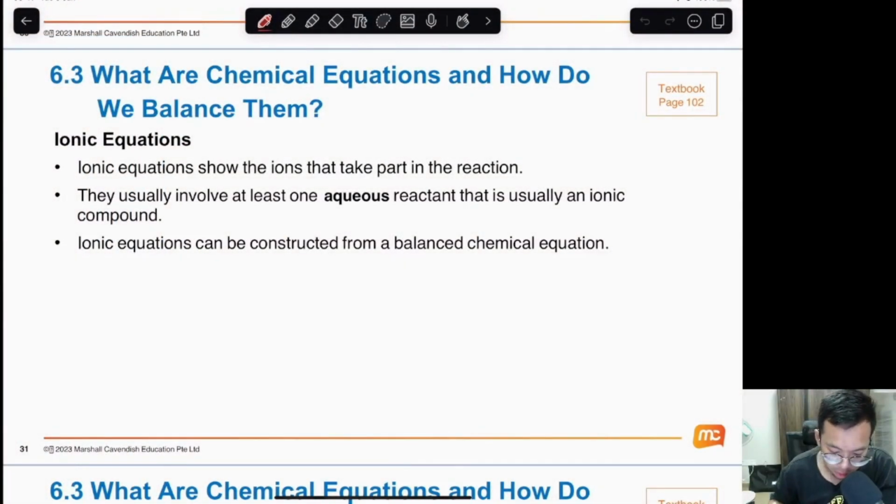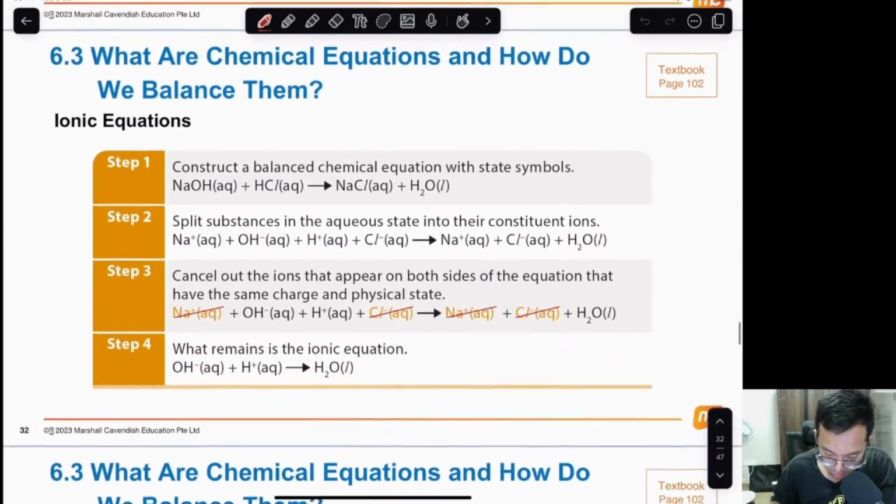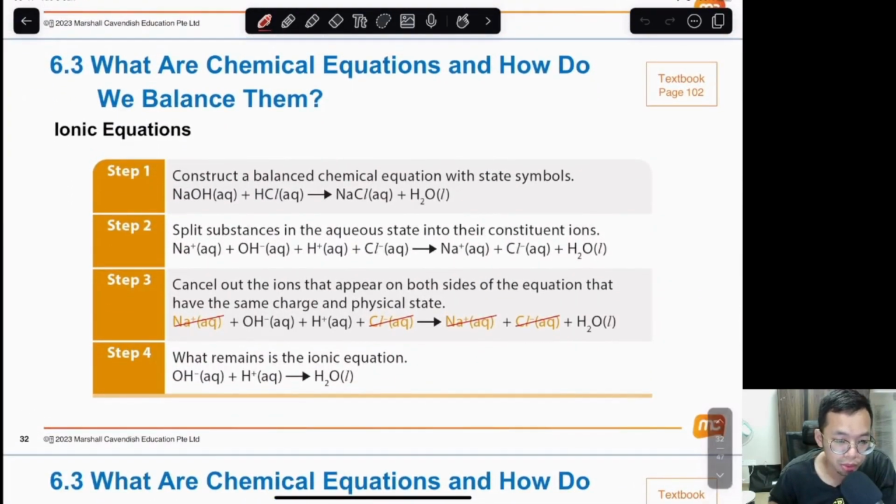Okay, so finally we have to talk about ionic equations. Ionic equations show the ions that take part in the reaction. They usually involve at least one aqueous reactant that is usually an ionic compound. And it can be constructed from a balanced chemical equation. I've already given you the worksheet before. Go back to your file, take a look at your notes.